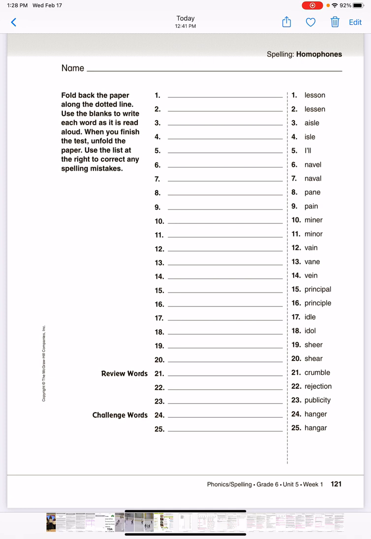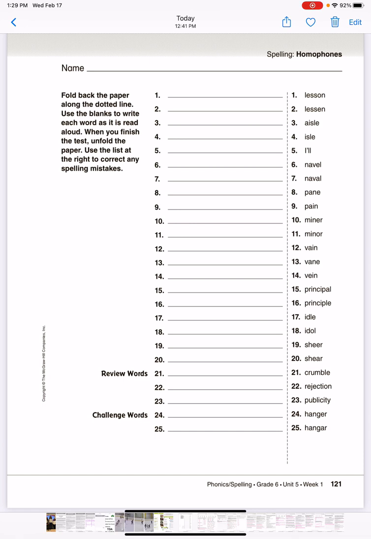15 and 16, principal and principle. The P-A-L, that'd be like Mr. Lemley. That's your pal. That's the leader of a school. Whereas principle, P-L-E, can actually mean a couple of different things. It either means an amount of money that you put down as a down payment, or it's like a value or a scruple that you have, something that you live your life to, a standard.